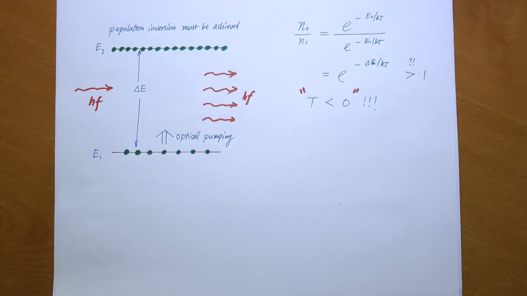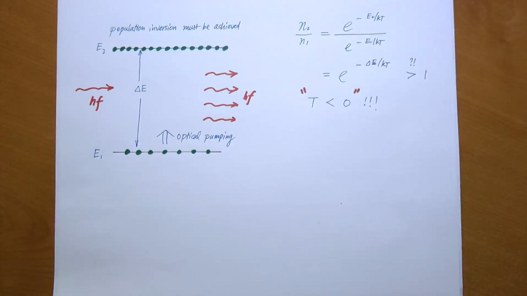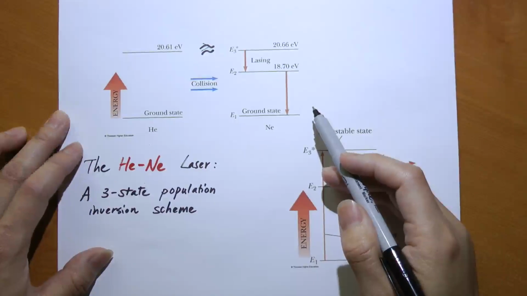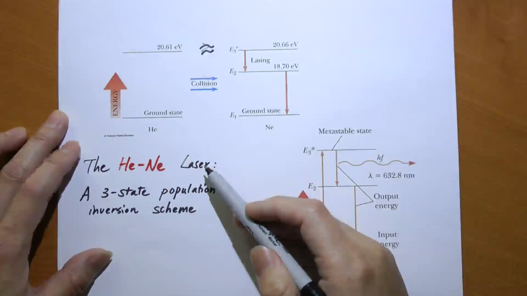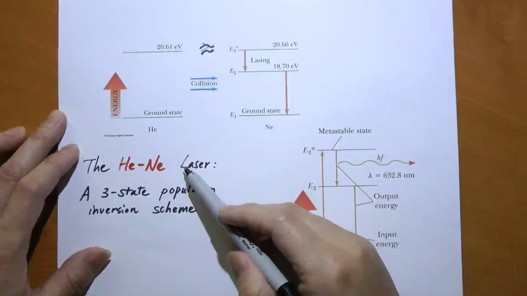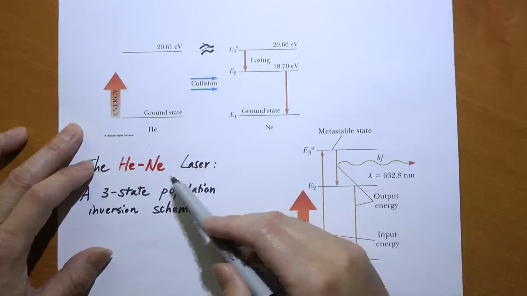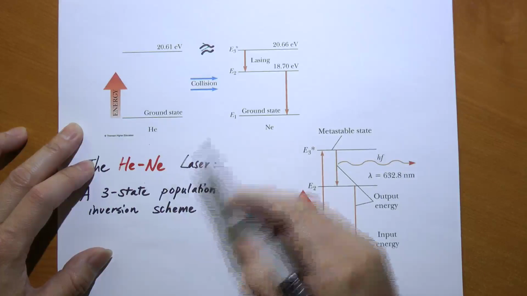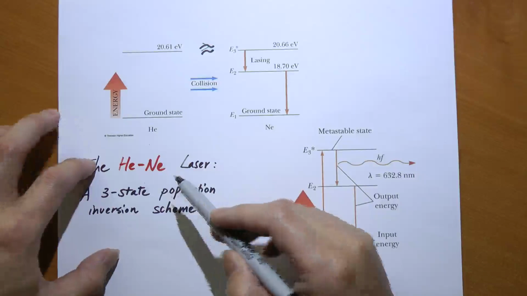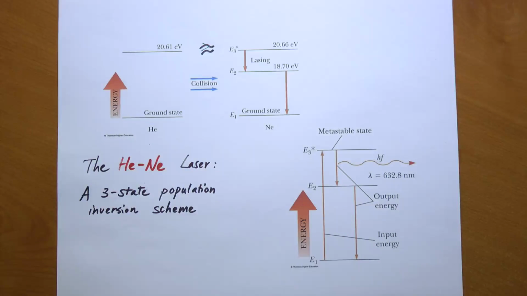So, how do we perform the magic? How do we achieve population inversion by optical pumping? How does optical pumping work? Well, here is an example, the famed HeNe laser, helium-neon laser. It's a gas laser with a mixture of two gases, helium and neon. And only one of these two gases, the neon gas, actually performs lasing. That is, this is the medium which emits laser light. So what do we need the helium for? The helium is there to provide optical pumping.